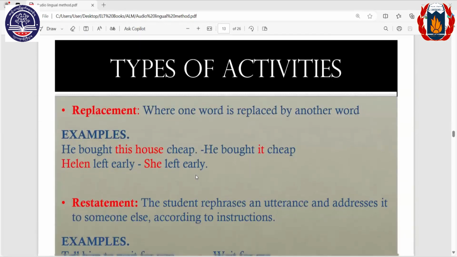Another activity is replacement, or replacing one word by another word. For example, he bought this house cheap. He bought it cheap. Like that. Or Helen left early. She left early. You can replace.